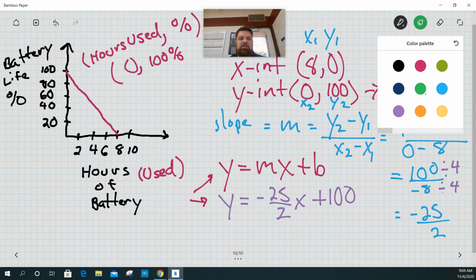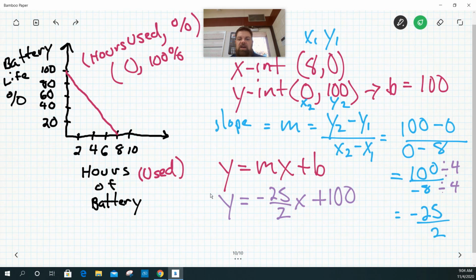we can redo this standard form by making it look like ax plus by equals c. So what I'm going to do is put the x and y on one side of the equation and then the constant on the other. So if I multiply everything by 2, 2 times y is 2y. This 2 cancels with this 2. So I get negative 25 times x. And then, so that's that one.